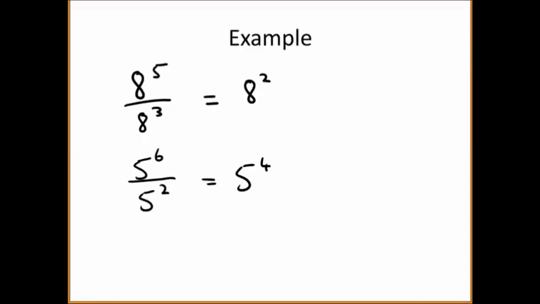From the examples that we just used, we can see that when you subtract the index number of our denominator from the index number of our numerator, we get the index number for our answer. So, 5 minus 3 is equal to 2. Similarly, look at the second example. If we have 5 to the power 6 divided by 5 to the power 2, the index number of 6 minus 2 will give us the index number of our answer, which is 4.